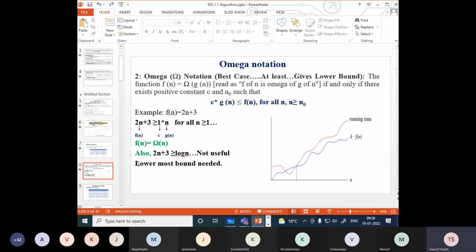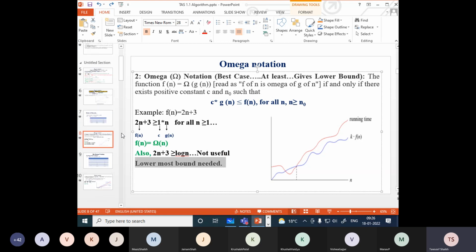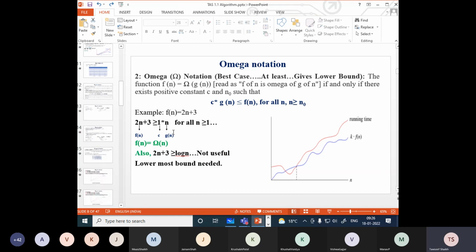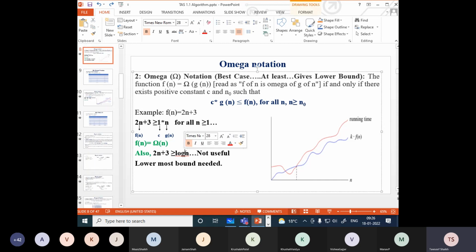So we take the lowermost bound, which we actually need here. That is why we write 2n plus 3 greater than or equal to log n. We can also multiply this n with log. That is also correct, because the log n value will always be greater than or equal to 2n plus 3. But we have to take the one which is maximum but least. It should be maximum but least.